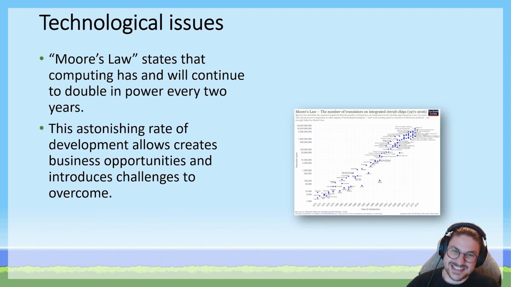Now, when we're talking about technological issues, we can start with the concept of Moore's law, which states that computing has and will continue to essentially double in its power every 2 years. And there's a handy little chart right above my head there that shows that this has been more or less true over the years. Certainly, there were some people from the tech world who happily declared in the years 2021 and 2022 that Moore's law was dead and it was no longer true.